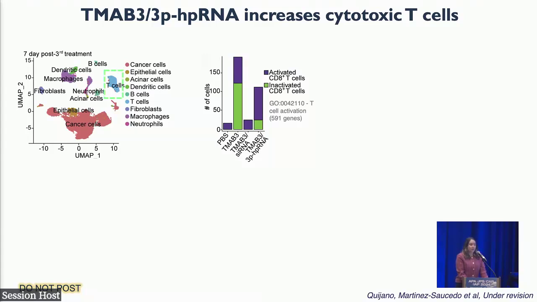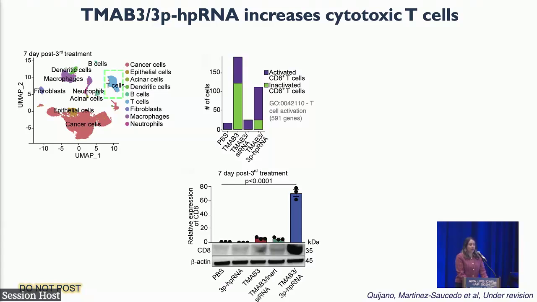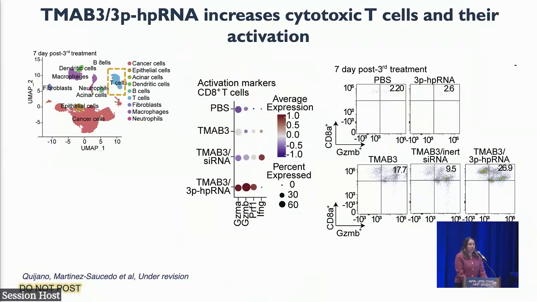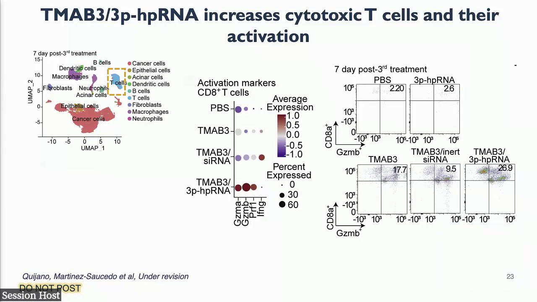So to corroborate these findings, I did a Western blot, and I found that they were increased in the group that was treated with the TMAB and the short hairpin. And we also were able to corroborate this data using flow cytometry. But as I was telling you, we found that the increment was in activated CD8 T cells. So we measured the activation markers for these cells, and we saw an increase in the expression of these genes. And again, we corroborated using flow cytometry for CD8 and granzyme B.